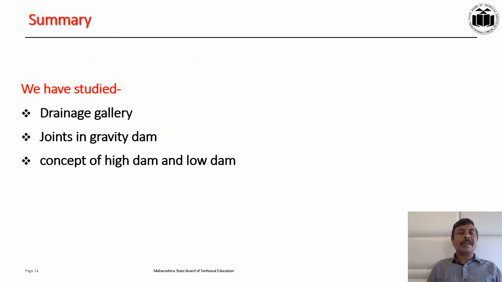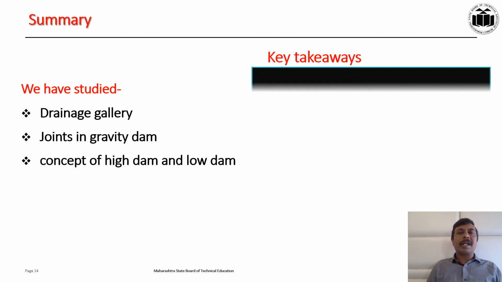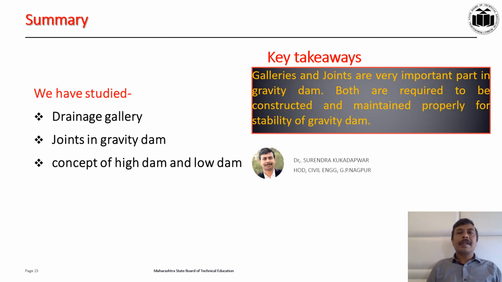So dear students, what have we studied here? We have studied the drainage galleries. We have studied the joints in the gravity dam. We have also studied the concept of high dam and low dam. And one more additional thing we have studied in this video lecture is the difference between the gravity dam and earthen dam. What are the key takeaways? Galleries and joints are very important parts of the gravity dam. Both are required to be constructed and maintained properly for the stability of the gravity dam.